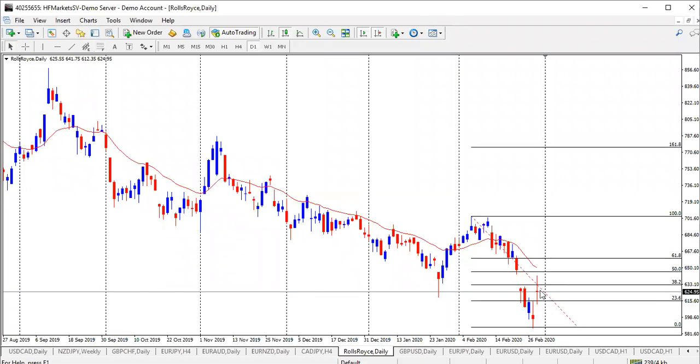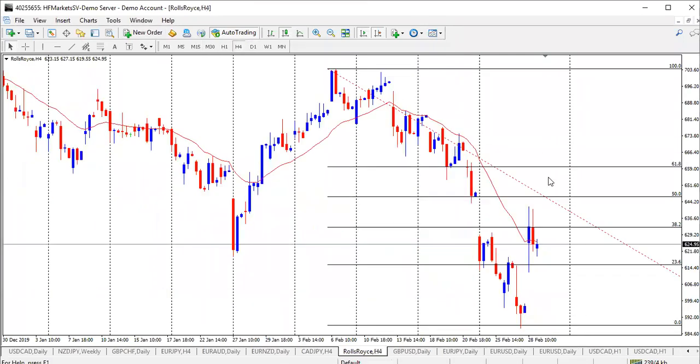So price came all the way to 38.2, and then exactly, price could not close above that. You can see it is not a coincidence. So price could not close above 38.2. Can you see what happened? And it's going down again.